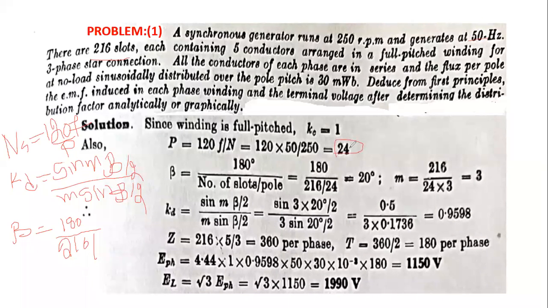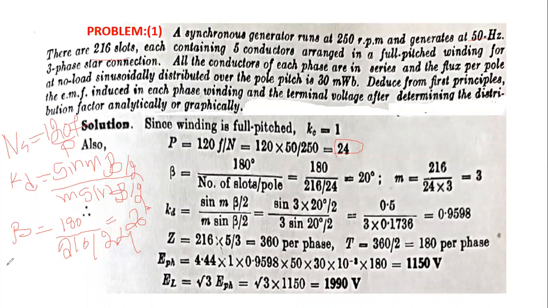After calculating the P value, we can easily calculate beta, that is 180 divided by the number of slots per pole. How many poles are there? That is 24 poles. Then we obtain beta. Therefore, beta is equal to 20 degrees.